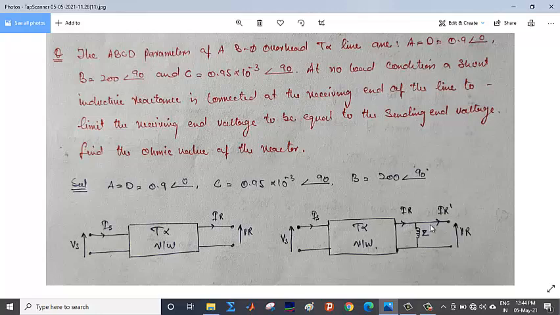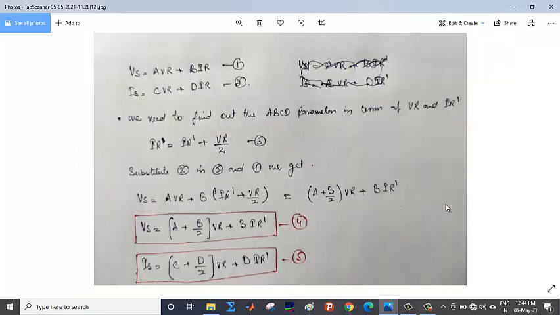So our ABCD parameters should be in terms of VR, because VR will not change, it will be directly connected over here. The voltage over here is the same as the voltage over here, but the output current will change. Earlier it was IR, now it is IR dash, the output current. So we need to represent ABCD parameters in terms of VR and IR dash. So IR will be equal to IR dash plus VR by Z.